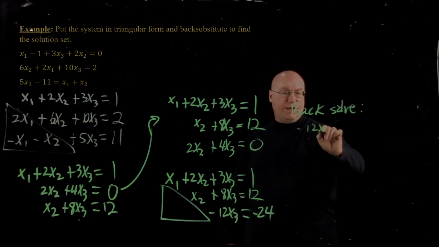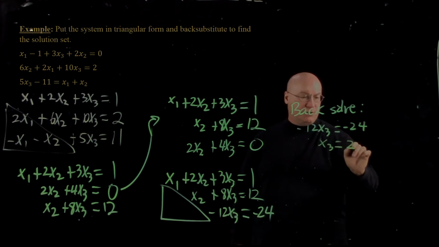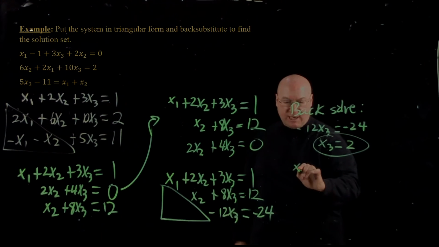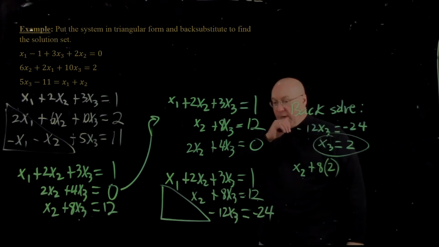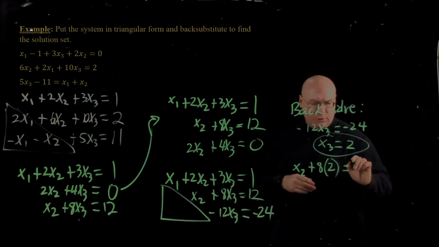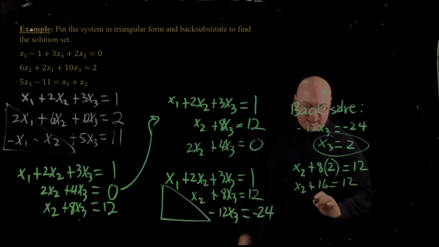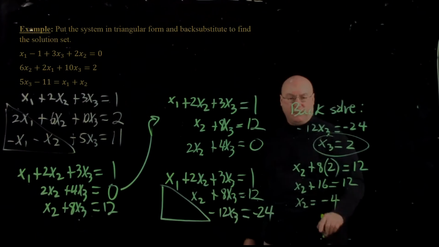So -12x3 equals -24. Divide through and get x3 equals 2. Plug that in up here to the second equation. x2 plus 8 times x3, but x3 is 2. That's equal to 12. So I have x2 plus 16 equals 12. x2 equals -4. Great.